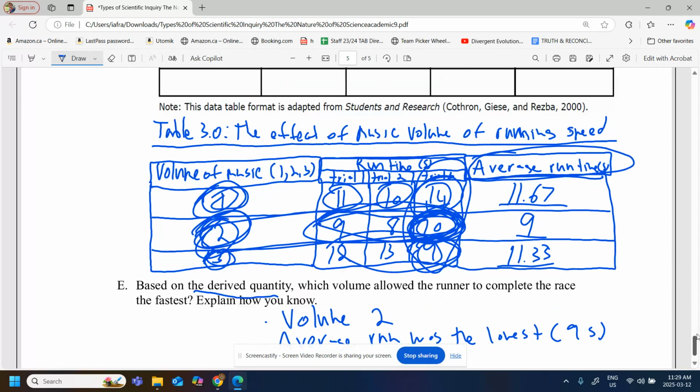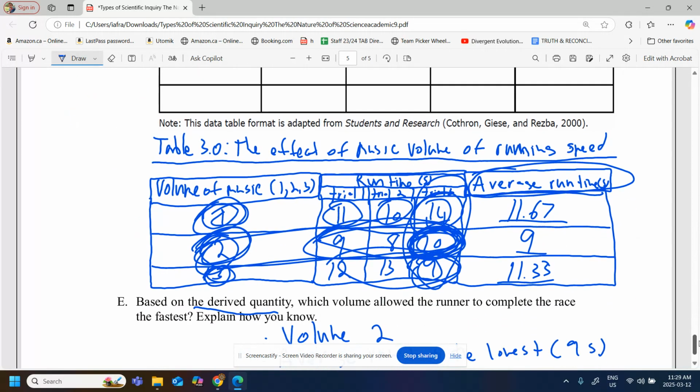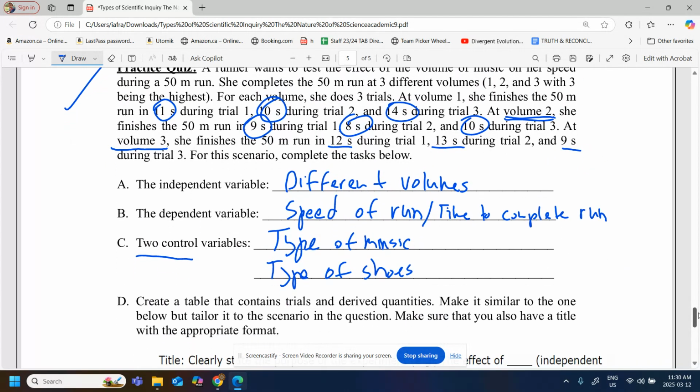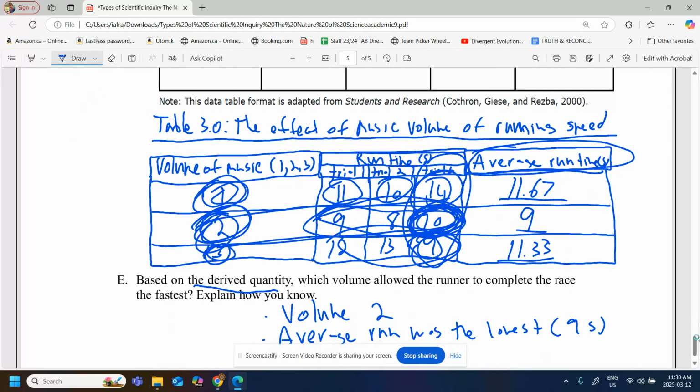So in this situation here, it turns out that volume 2 was the best volume for the runner to listen to in order to complete the race as quickly as possible. So in this video, we saw how to identify variables: dependent, independent, and control variables. We saw how to make a table considering trials, and we saw how to calculate averages and the importance of calculating averages and using multiple trials when doing an experiment.